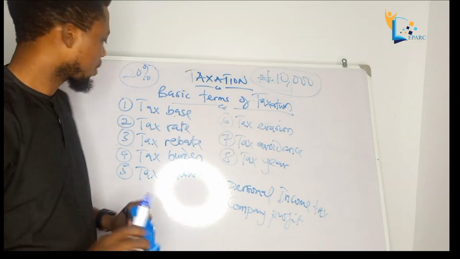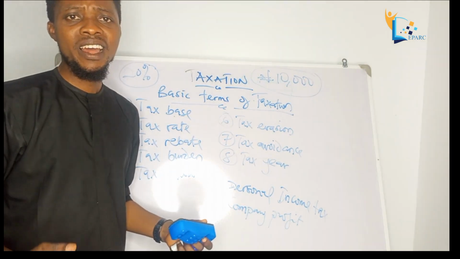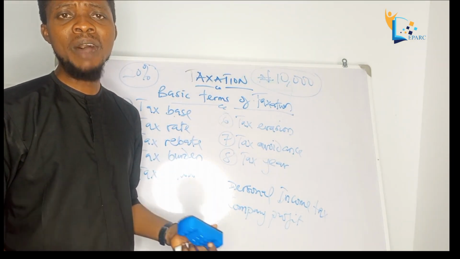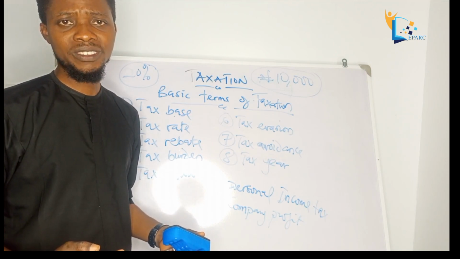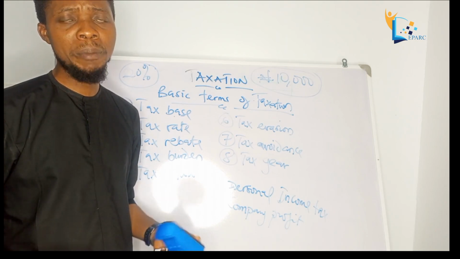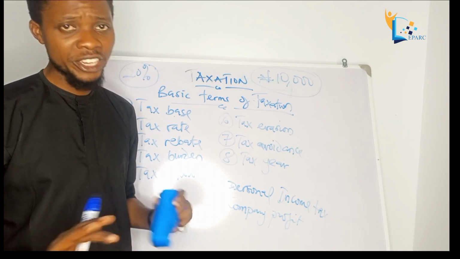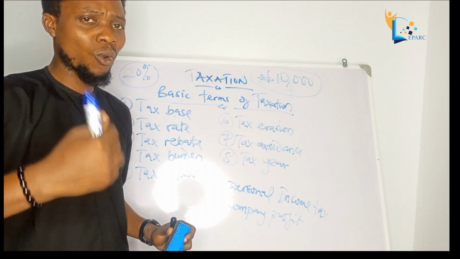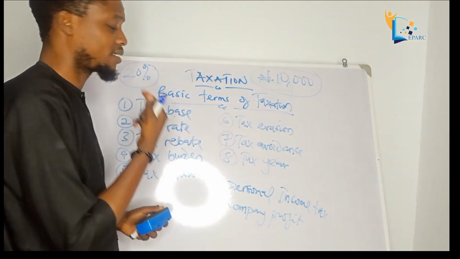Is that clear? Okay. Now, when we say tax rebate, we're simply saying the amount that is returned to the taxpayer. Do you understand? The amount returned to the taxpayer, maybe due to overpayment or one reason or the other. That particular amount that is returned to the taxpayer is what we call the tax rebate.